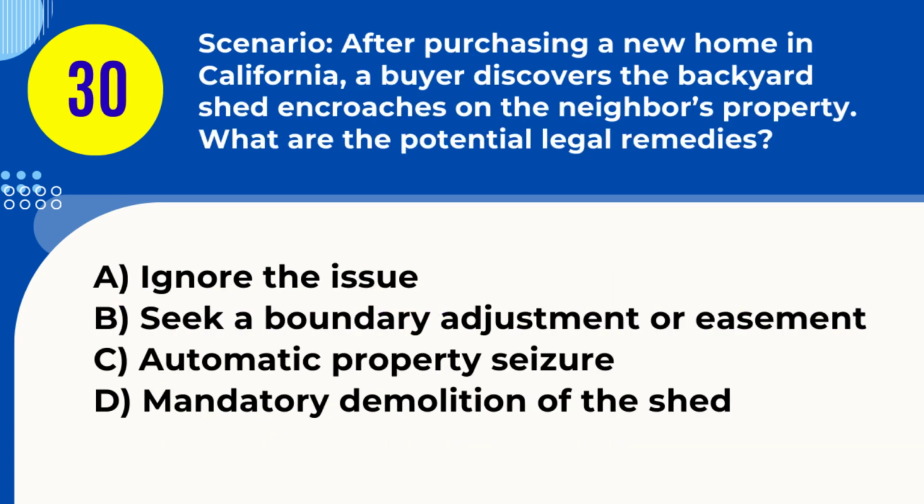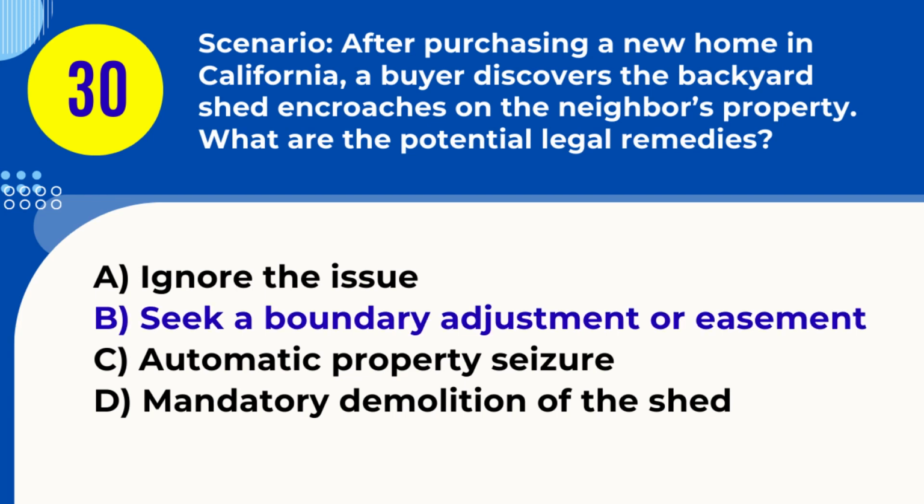Question 30. Scenario. After purchasing a new home in California, a buyer discovers the backyard shed encroaches on the neighbor's property. What are the potential legal remedies? A. Ignore the issue. B. Seek a boundary adjustment or easement. C. Automatic property seizure. D. Mandatory demolition of the shed.